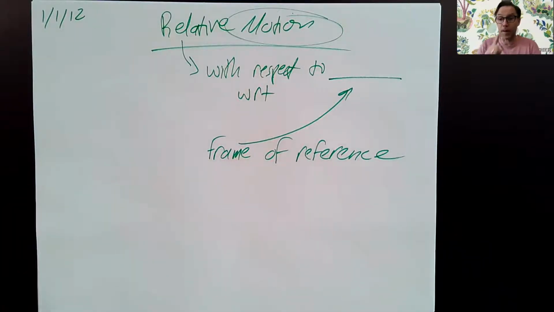So if the frame of reference is my nose, the ring is moving. If the frame of reference is my finger, the ring is not moving. And you might think, well, that's kind of playing with things a little bit.